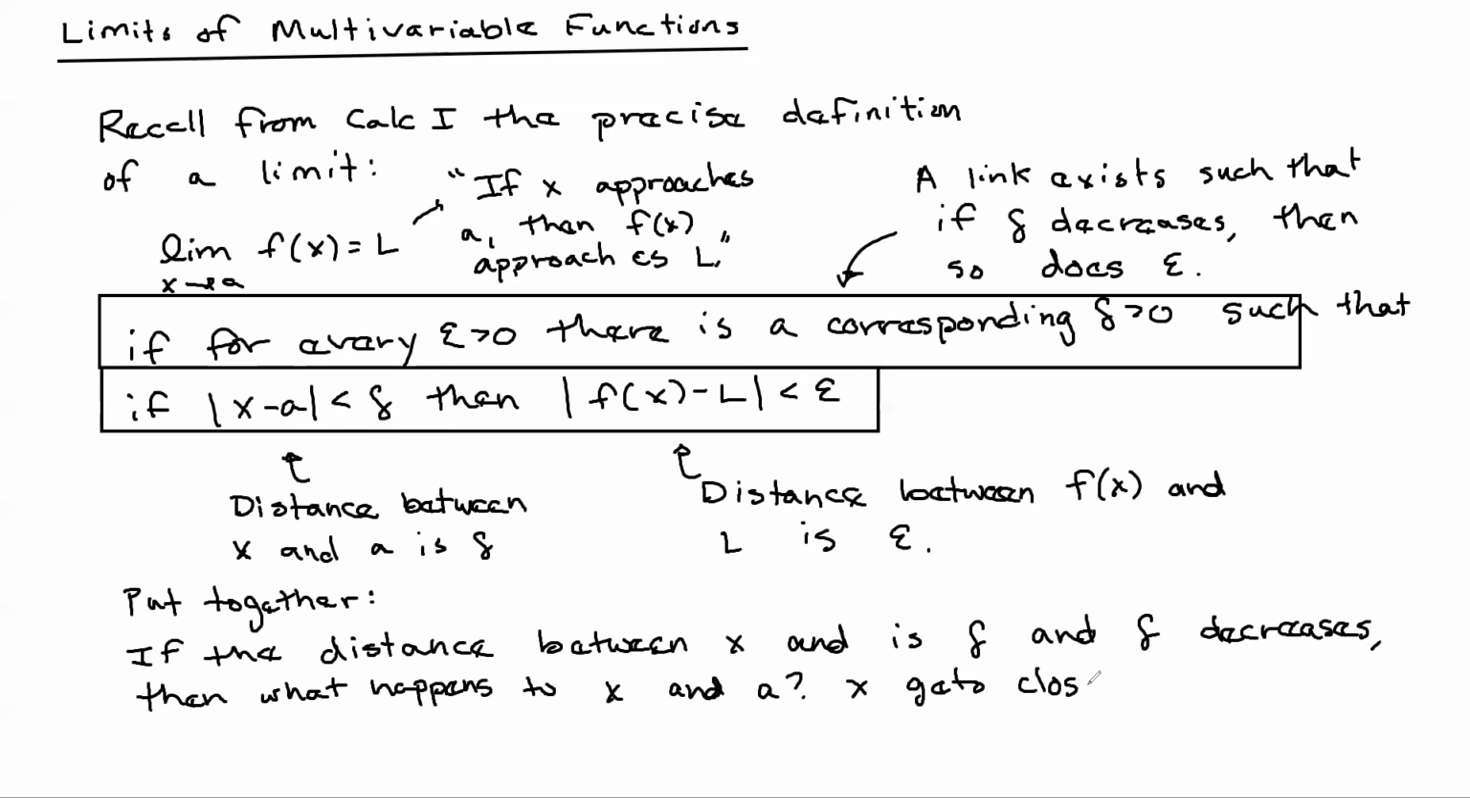So x gets closer to a, or we could say x approaches a, right? Think about that. If the distance between x and a is delta, and delta gets smaller, x and a get closer together, that means x is approaching a, because a is a fixed value in the problem. So if you look at the definition here, a is what's fixed, x is what's changing. So x is approaching a if you have the distance between x and a be delta and you decrease the size of delta.